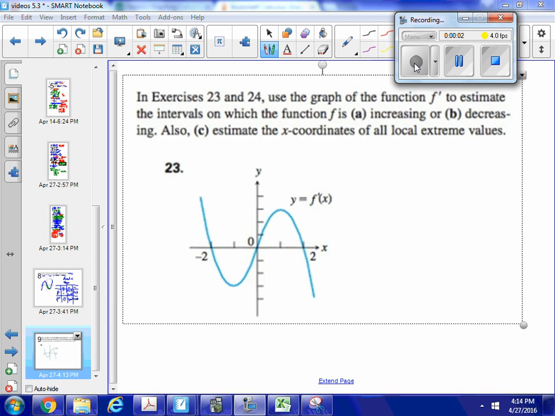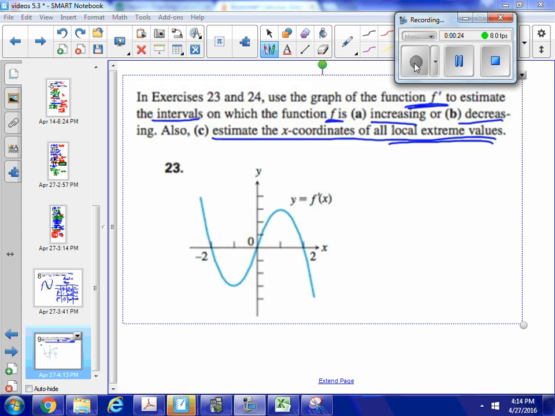In this problem, I have to use the graph of the function f prime, so this is the graph of the derivative, to determine the intervals on which the function is increasing or decreasing, and I have to estimate the x-coordinates of all my local extrema.